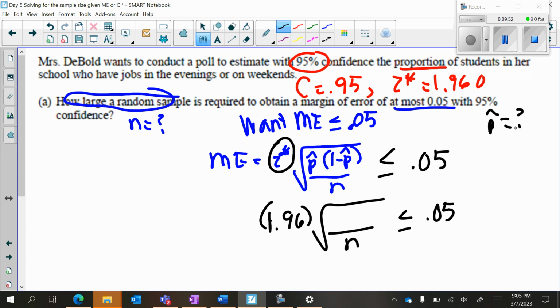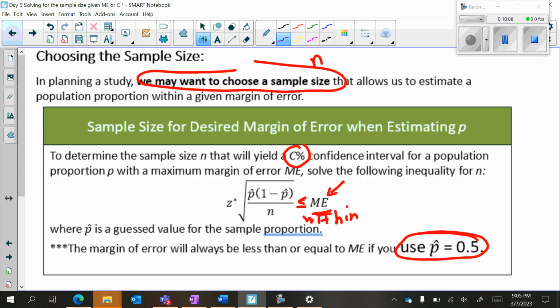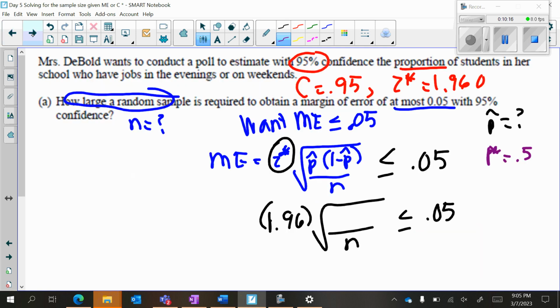So basically, if we don't have P, we usually use P hat in this place. If we don't have P hat, we have to just guess a value for P hat. And some textbooks call this P star. What is P star, you ask? It's 0.5. So on the previous page, it says if you don't have P or P hat, you're going to use P equals 0.5. Okay, so 0.5, you're like, what's up with 0.5? Why would we pick that?